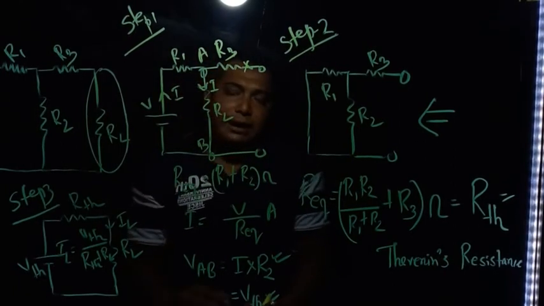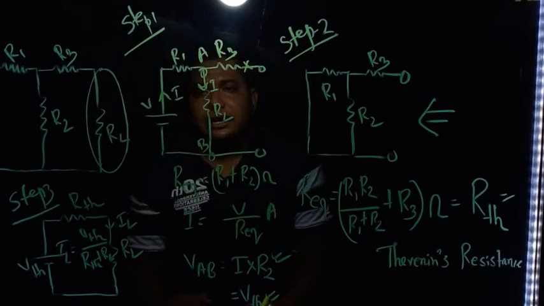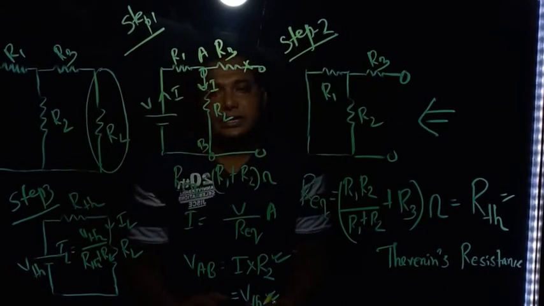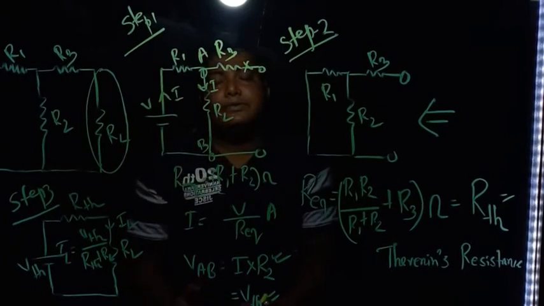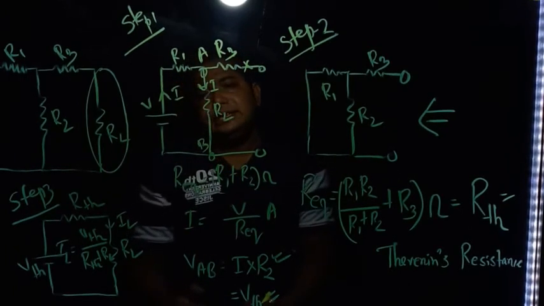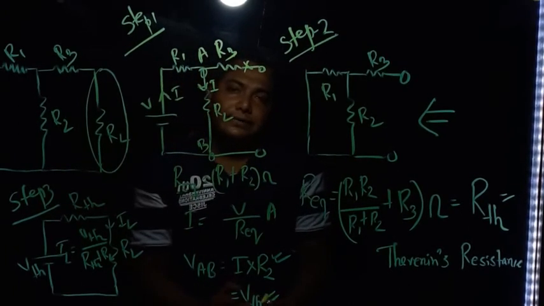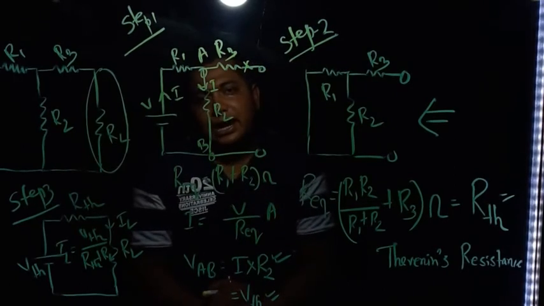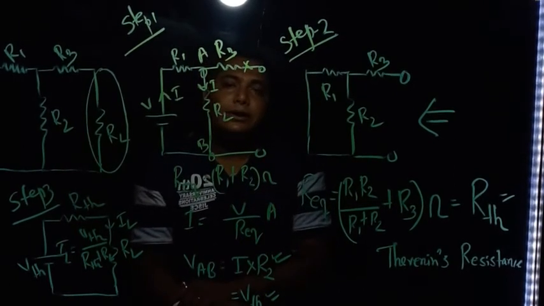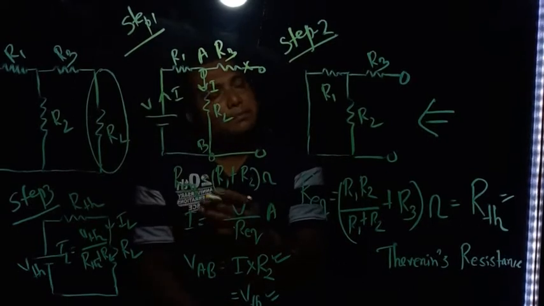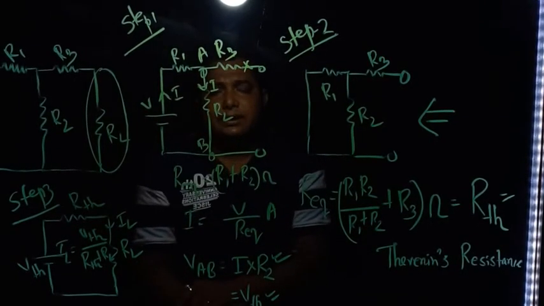Now I am going to consider a larger circuit and let us see how we can solve it. The concept that we have to remember over here is that the first step is to find out the VTH, the second step is to find out the RTH, and at the end we have to find out the load current or load voltage and power, whatever we want to find out.